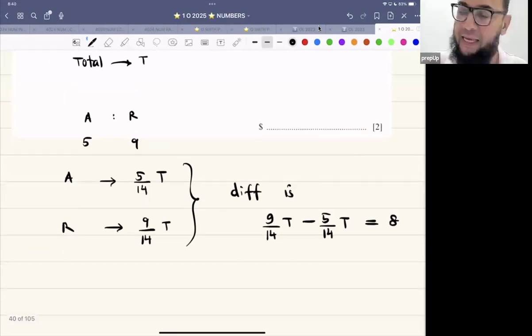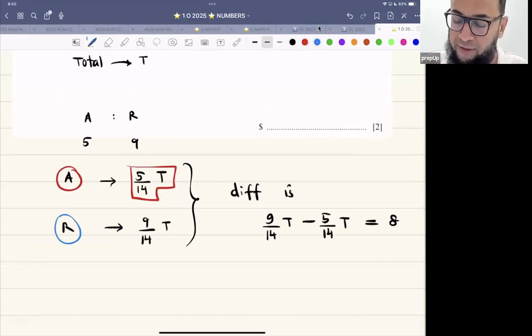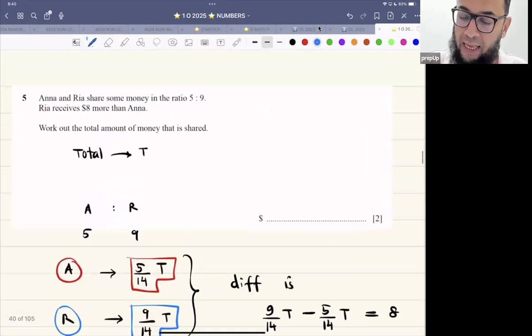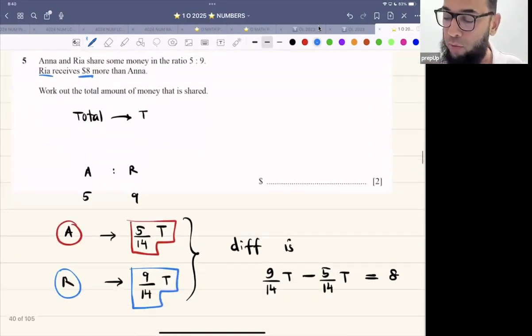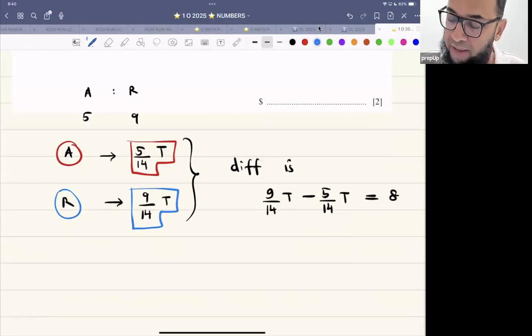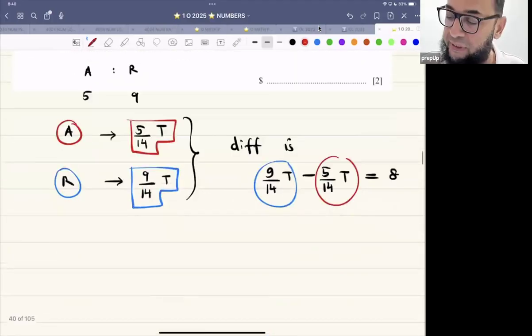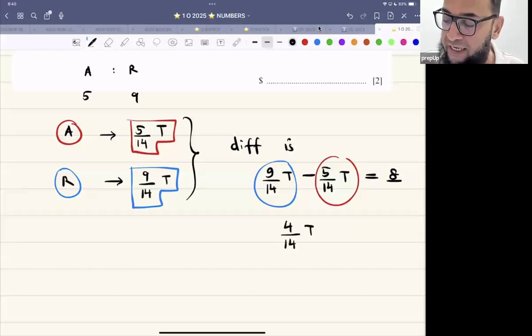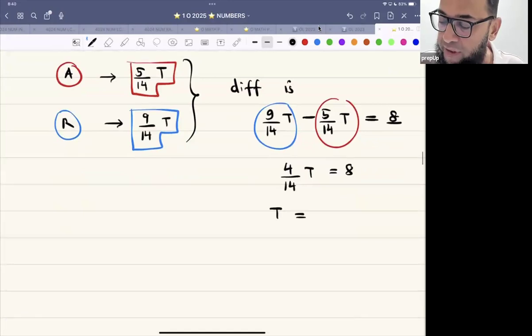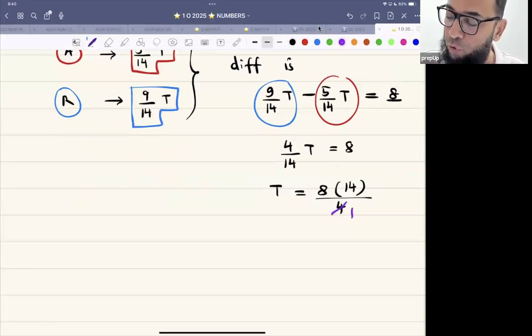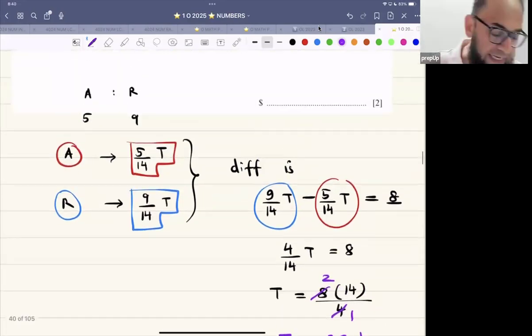Make sense? The total is T. Anna is receiving 5 over 14 T. Ria is receiving 9 over 14 T. Ria receives $8 more. So therefore, the amount by Ria minus the amount by Anna equals 8. 9 minus 5 is 4 over 14 T equals 8. T equals 8 into 14 divided by 4. So 4 ones are, 4 twos are, 2 14, that comes out to be 28. Is this also a neat method?